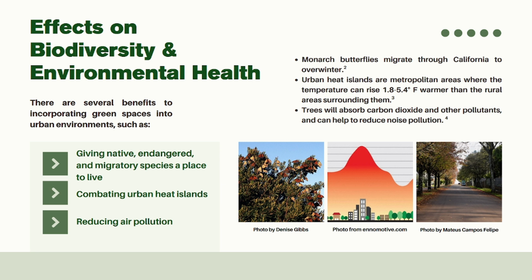And I also want to talk about urban heat islands. Urban heat islands are metropolitan areas where the temperature can rise 1.8 to 5.4 degrees Fahrenheit warmer than the rural areas surrounding them. And this can be deadly, especially in the summer months when temperatures due to climate change are rising. If there's a lack of green space in these urban environments, it could spell bad for the animals and people within them. For example, it is 10 degrees cooler in the shade.